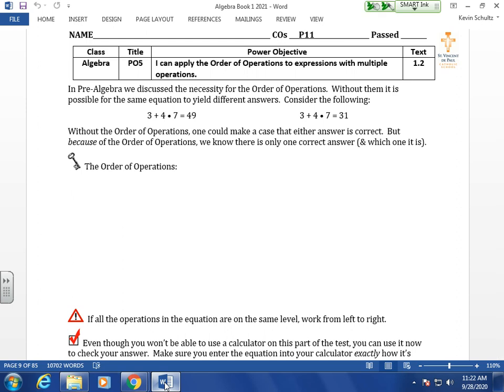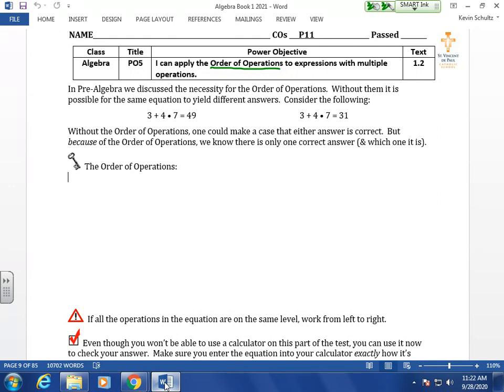In Algebra, we'll be going over PO5, which is the order of operations. No doubt you've had this format. I know you've had this before because you and I are in agreement on what the order of operations should be, which is PERMDAS. We include the R, and the reasons why will come clear to you as we go on further into the year.